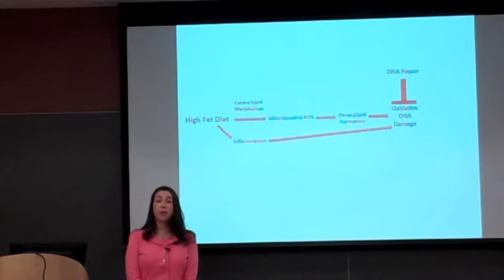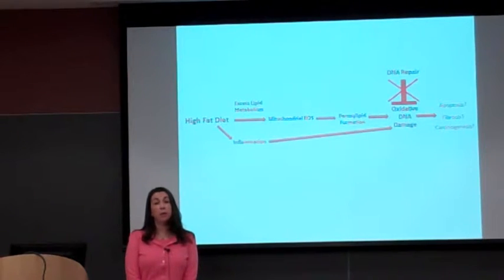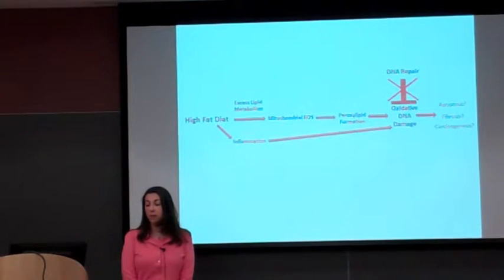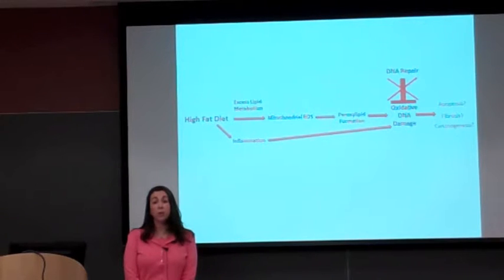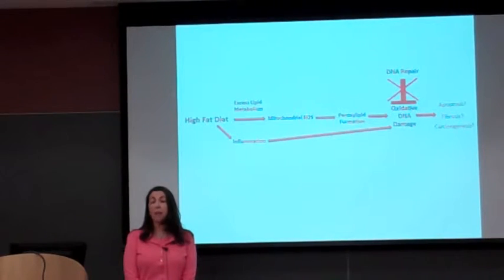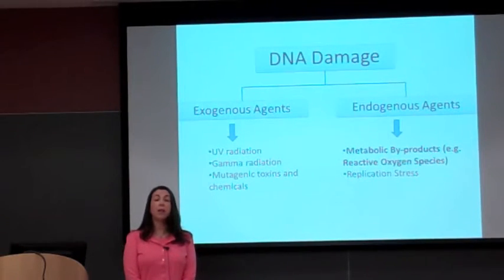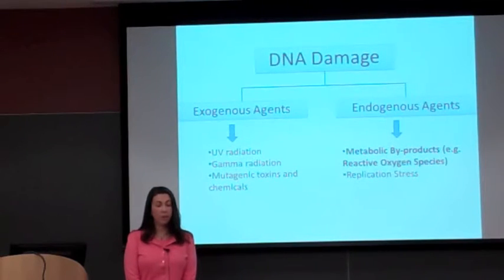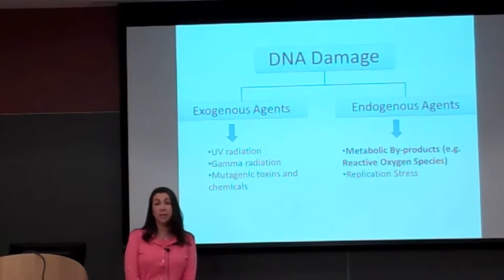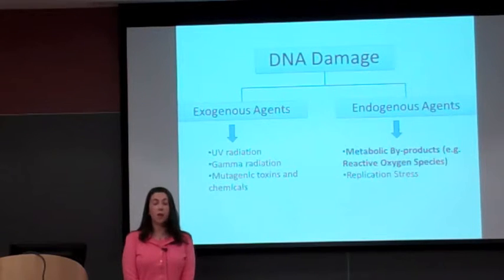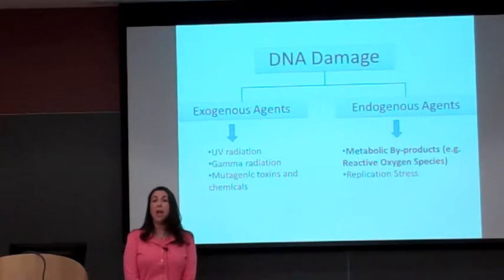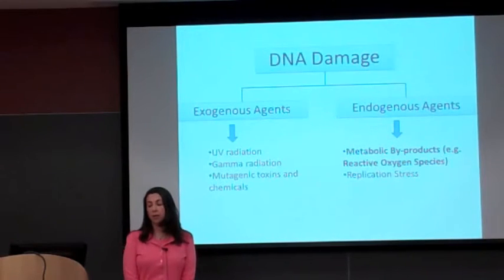When DNA repair pathways are intact, this DNA damage, for the most part, is repaired. However, when DNA repair pathways are not intact, the DNA damage may not be repaired, which could possibly lead to apoptosis, fibrosis, or carcinogenesis. It could also lead to protection against these entities, and this is what my project focuses on. In eukaryotic cells, both cellular metabolic activities and environmental factors damage DNA. Examples of exogenous sources of DNA damage include UV and gamma radiation and toxins and chemicals. But endogenous processes can also damage DNA, including replication stress, and more importantly to this project, metabolic byproducts, including reactive oxygen species.